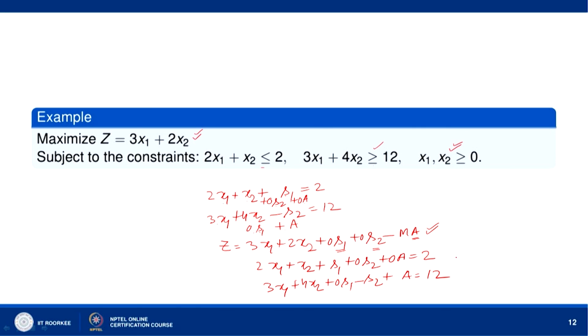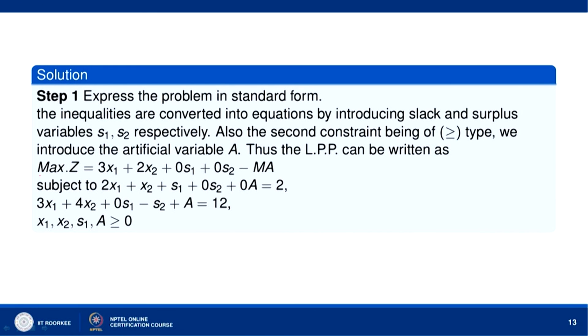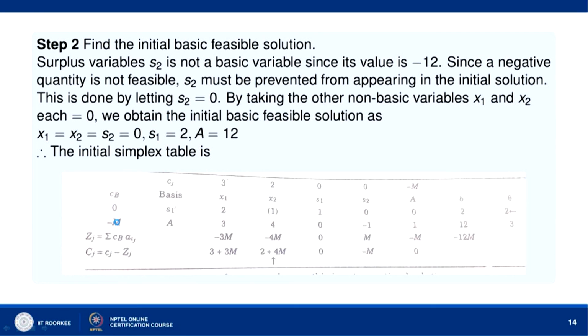Now, we can say x1, x2, s1, s2 and a all are greater than or equal to 0. So, we get this problem: maximum value of z, 3x1 plus 2x2 plus 0 s1 plus 0 s2 minus M into a, subject to 2x1 plus x2 plus s1 plus 0 s2 plus 0 a equal to 2, 3x1 plus 4x2 plus 0 s1 minus s2 plus a equal to 12, x1, x2, s1, s2 and a greater than or equal to 0. Now, we will find the initial basic feasible solution.